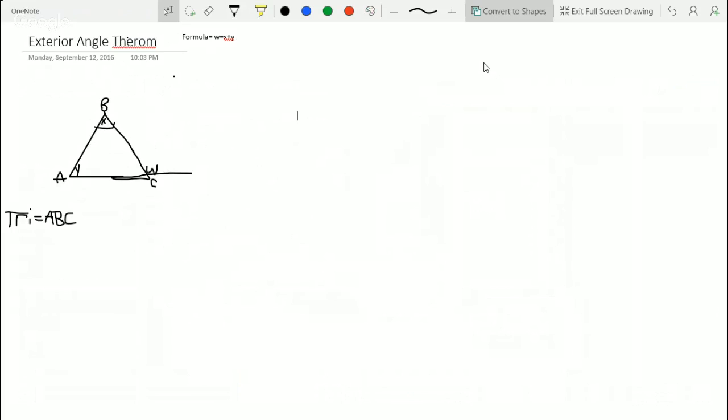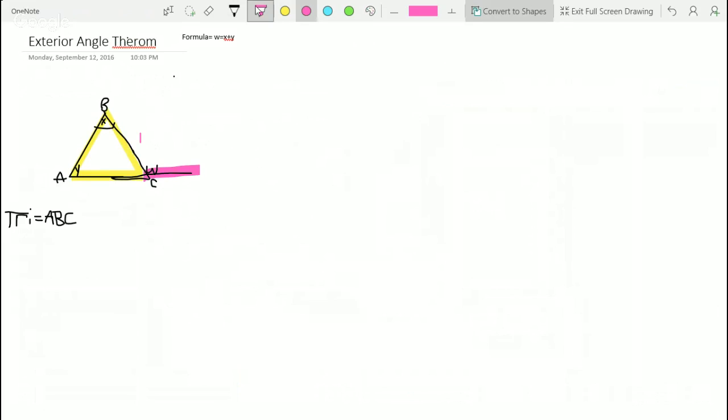Now, I want to show what each place means. So this right here is a normal triangle, right? You're like, what's this thing right here that I'm shading in pink? What's this extra stuff? This extra stuff is the exterior, which brings on our exterior angle theorem.